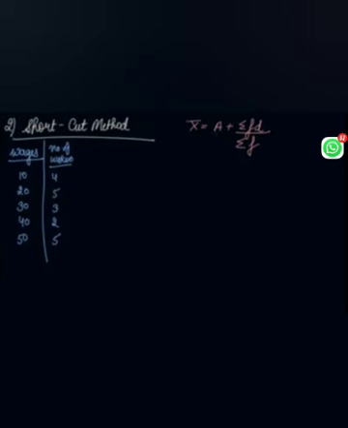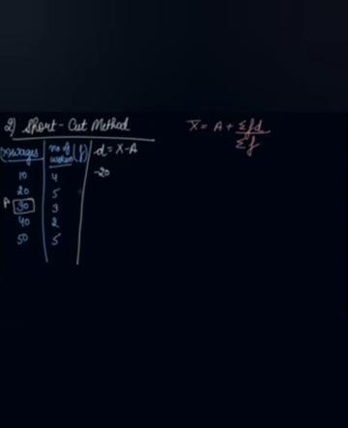First you will assume the mean from the series. This is the x, this is the f, because these are the numbers and this is the variable. So let's assume the mean as 30. This is your assumed mean. Then we take the deviation, that is d, which is x minus a. So 10 minus 30 is minus 20, 20 minus 30 is minus 10, 30 minus 30 is 0, 40 minus 30 is 10, 50 minus 30 is 20.